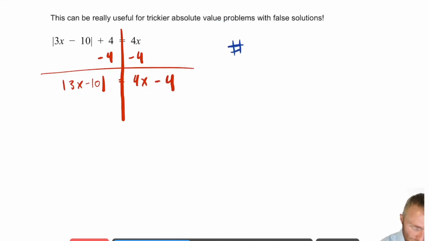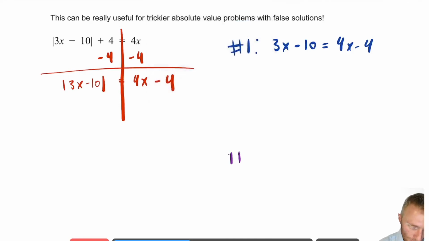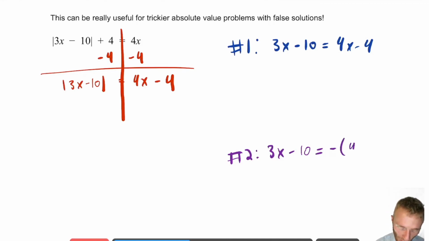Okay, I've isolated the absolute value, so I could split into two options. I could split into option number 1, and that would be that 3x minus 10 is equal to 4x minus 4. Or I could do option 2, and that's that 3x minus 10 is equal to, we have to make this whole thing negative, so we have to change the signs on everything. Negative 4x minus 4, which would be equal to negative 4x plus 4. So you can tell this is already getting trickier.